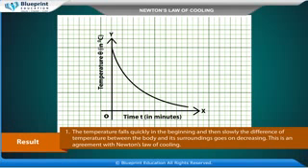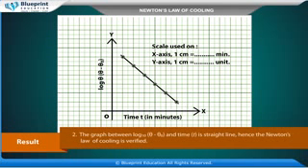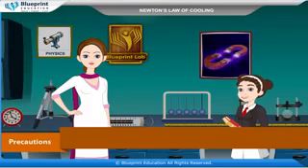Result. The temperature falls quickly in the beginning and then slowly, as the difference of temperature between the body and its surroundings goes on decreasing. This is in agreement with Newton's law of cooling. The graph between log 10 (theta minus theta 0) and time t is a straight line. Hence, Newton's law of cooling is verified.